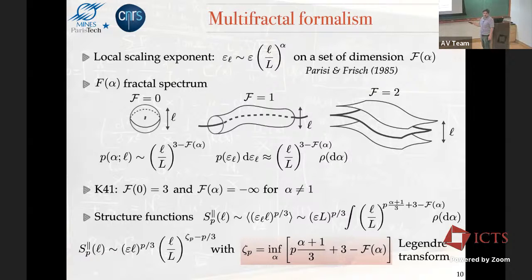Is it clear? Did I lose you? Alpha is defined locally; alpha is fluctuating. So P of alpha is the distribution of alpha at a given scale L, and it behaves this way. That's what it means to be on a fractal set. The exponent alpha, you see it on a set which has dimension f of alpha, and f of alpha is a given function.